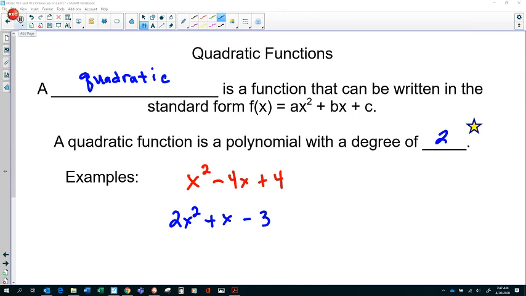Notice the red example has some negative signs in it. It's still in this form even though it's a minus sign instead of a plus. It's just a negative 4 instead of a positive 4. The b does not have to be positive, neither does the c, neither does the a.